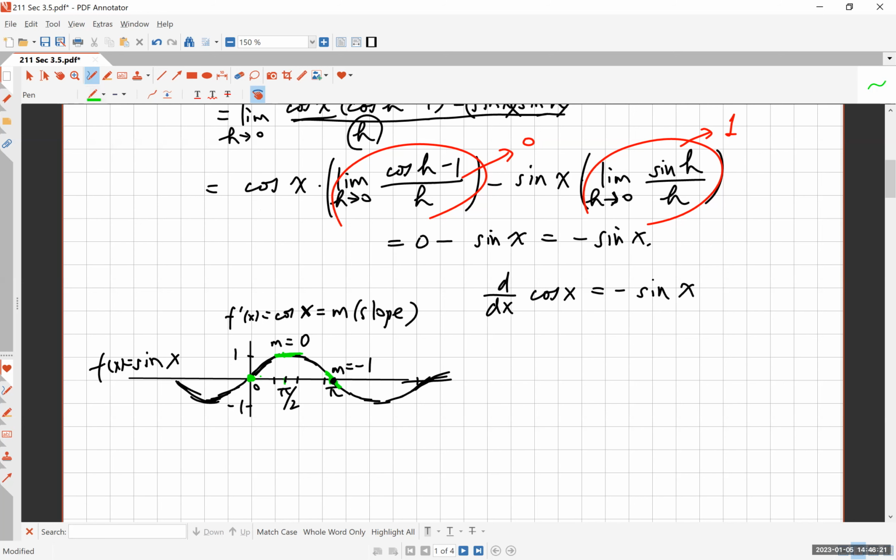And how about this point, 0? The slope is certainly positive. And how high or how big is the slope? The answer, it's cosine of 0, which is 1. So at this point, the slope is exactly 1.